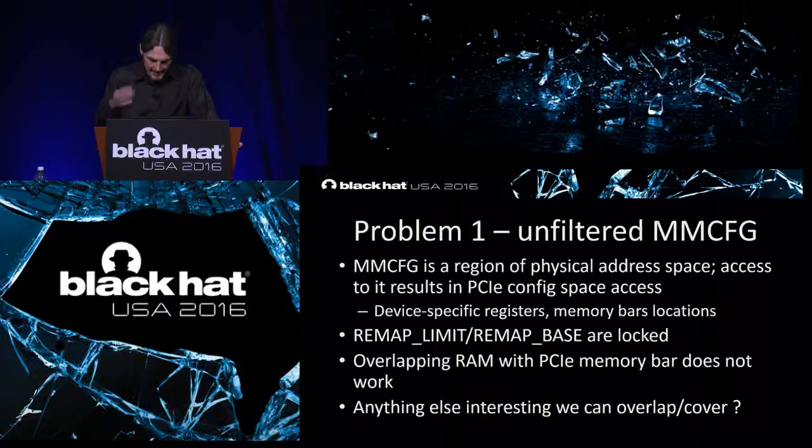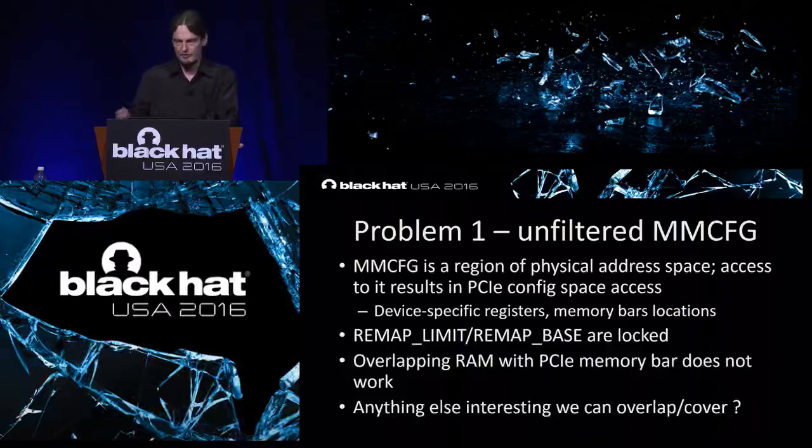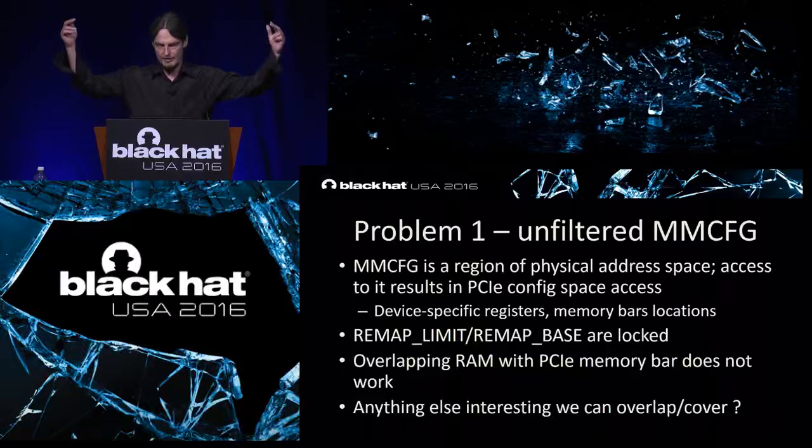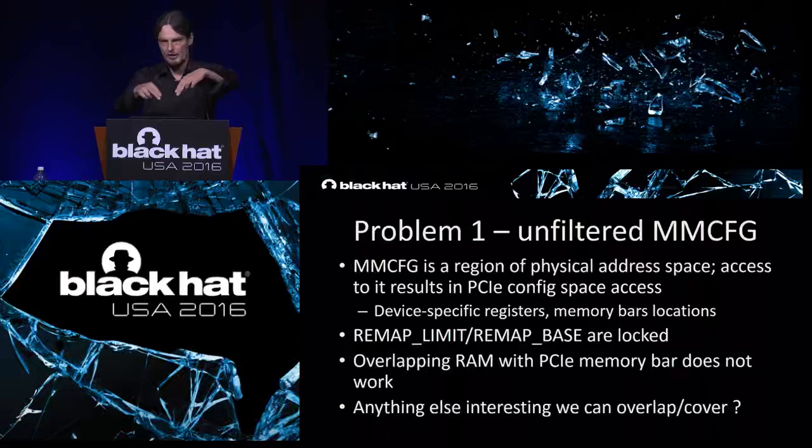Obviously, by accessing PCI config space, you can access and change device-specific registers, including those of the chipset. And there are very interesting registers in there. For instance, the remap limit and remap base registers, which are again in PCI config space, can be used to create physical memory aliases. You can configure them so that two different physical addresses actually refer to the same location in DRAM. And that essentially allows you to break any hypervisor security.